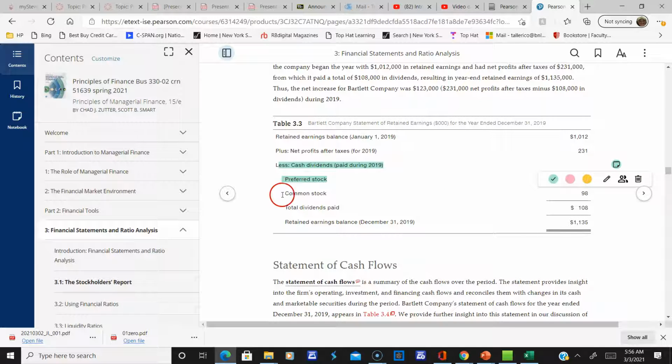Now some companies will pay out nothing and they'll have all the retained earnings. And then here's your total dividends paid, which is the sum of these two, right? You see that right there? So your retained earnings balance would be the beginning, your net profit, minus what you paid out, right? And here's your retained earnings at the end of the year. So here was the beginning of the year, and here was the end of the year. So here's your new retained earnings statement. So in 2020, you'll show this as the beginning.